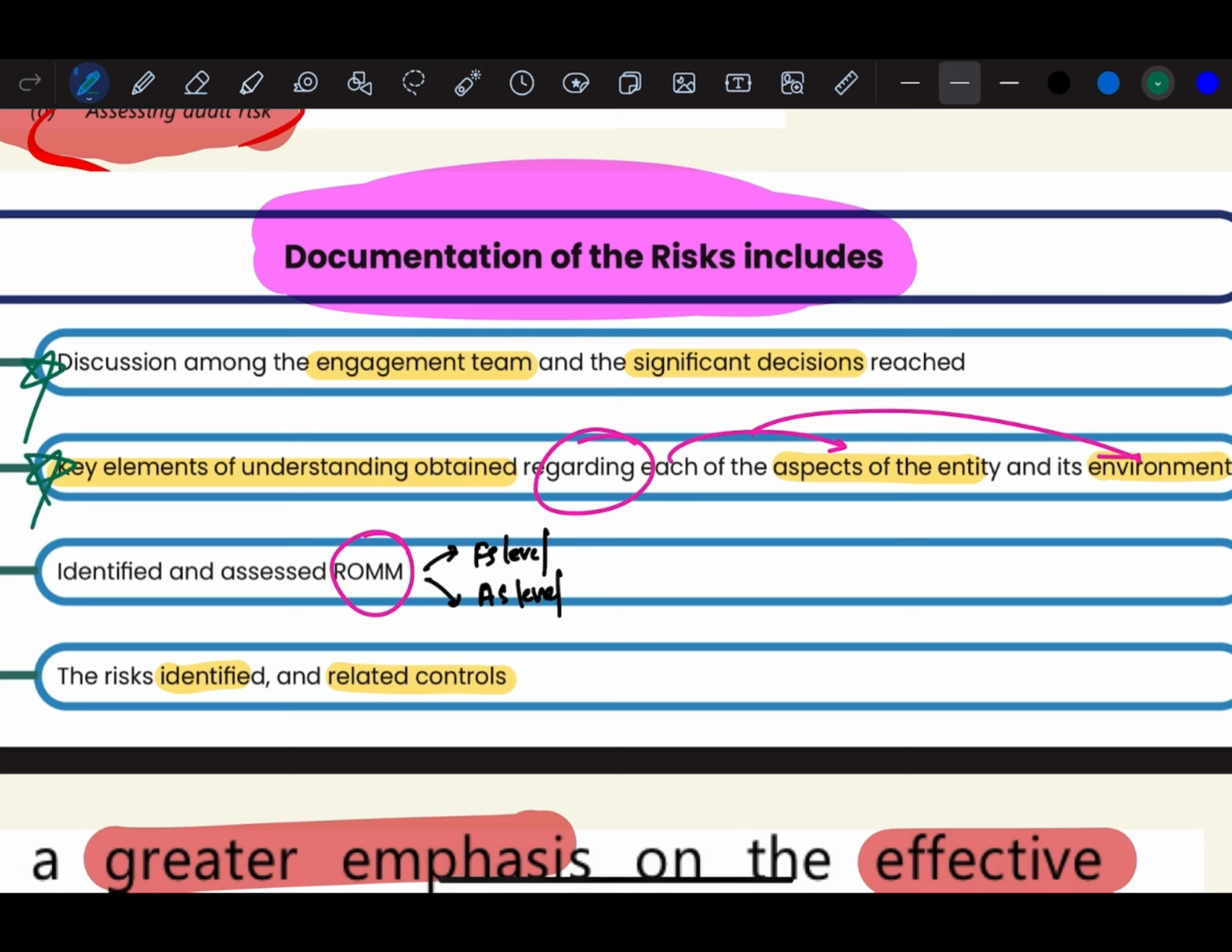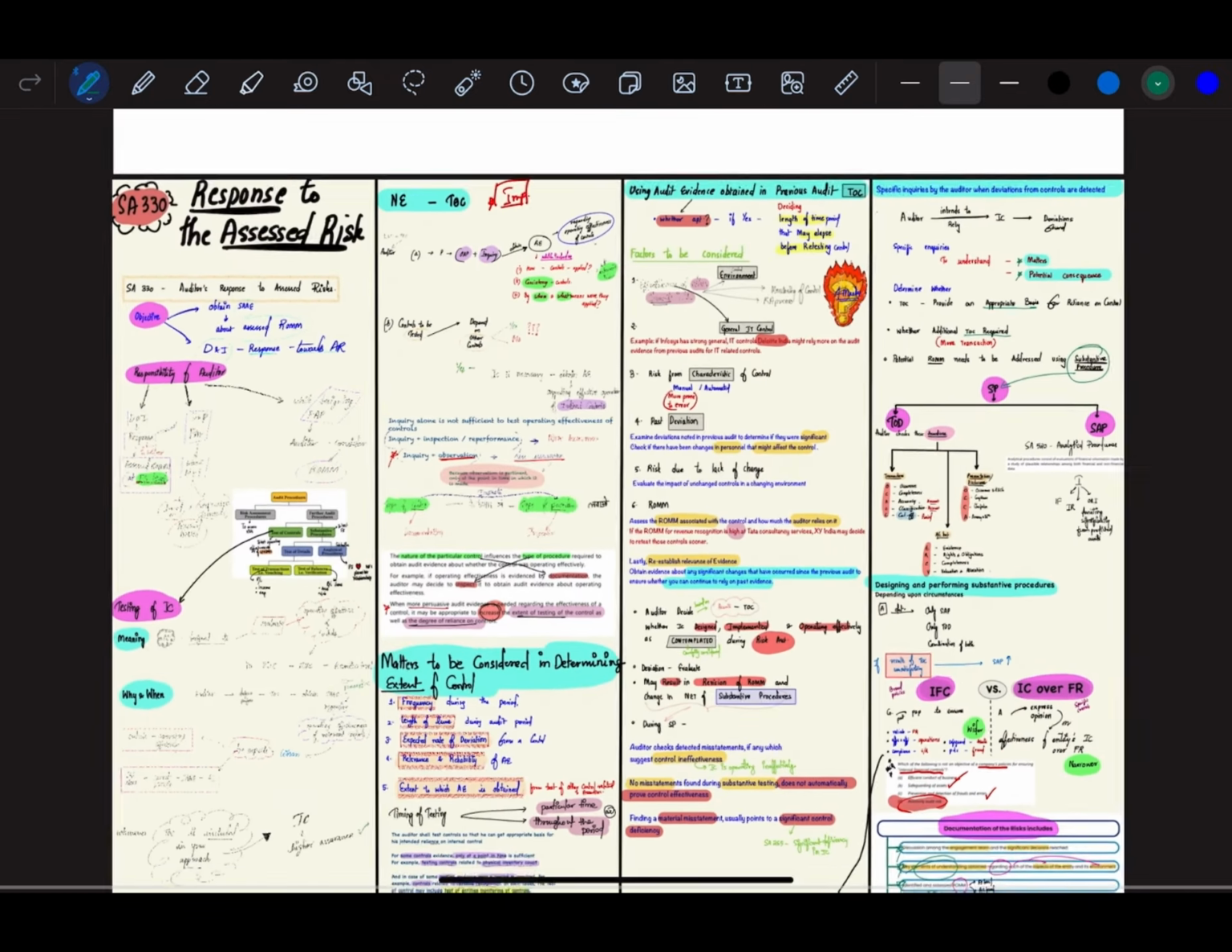The third thing that you need to document is the identified and assessed risks of material misstatement, both at the financial statement level and the assertion level. And the last thing is the risks identified and related controls. So 4 things: what did you discuss with the engagement team, what significant decisions were reached, what key elements of understanding you obtained regarding the entity and its environment, the risks of material misstatement identified and assessed at both financial statement level and assertion level, and the risks identified and related controls. That's it. So we're done with SA 330 as well.